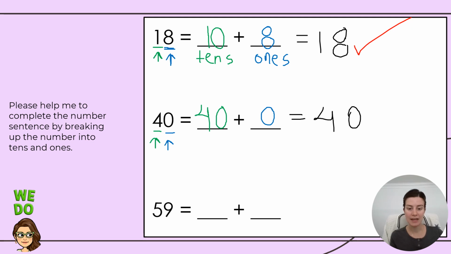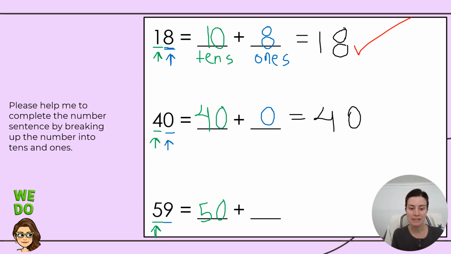Okay, let's go ahead and look at the number 59. My tens place is to the left, my ones place is to the right. What digit is in my tens place? What is the value of my tens place? 5 tens. Another way of saying 5 tens is 50. How would we read 5 tens as a digit? How would we show that as a digit? 50. 5 tens equals 50.